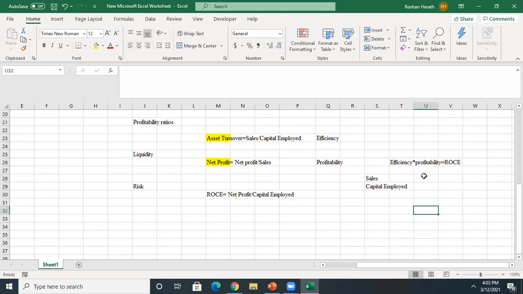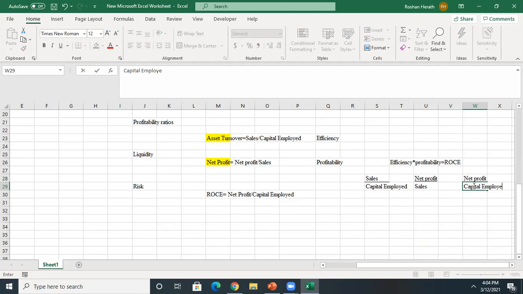And the profitability, you have the net profit divided by the sales. Right? So you have the net profit. If you apply this cross multiplication, you would find that the sales and sales cancel out, and what is left is net profit divided by capital employed. You can see that eventually what is left is net profit divided by capital employed. So this is the most important relationship that you need to see.